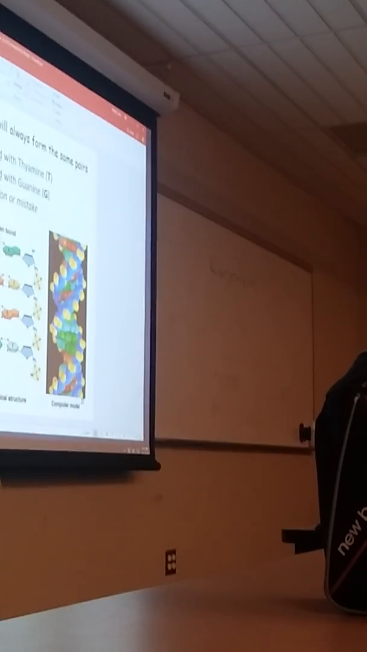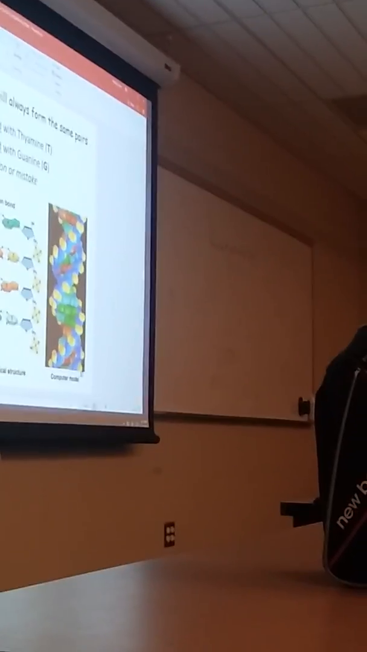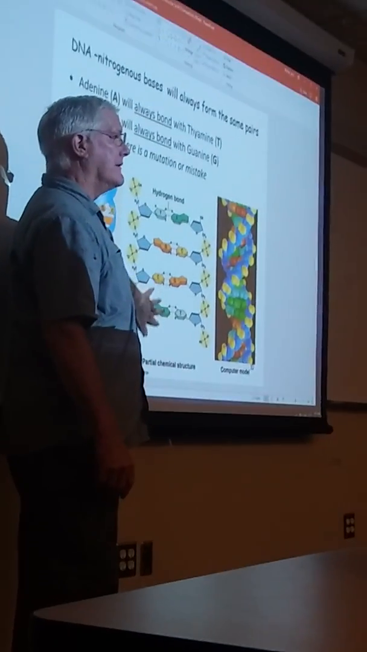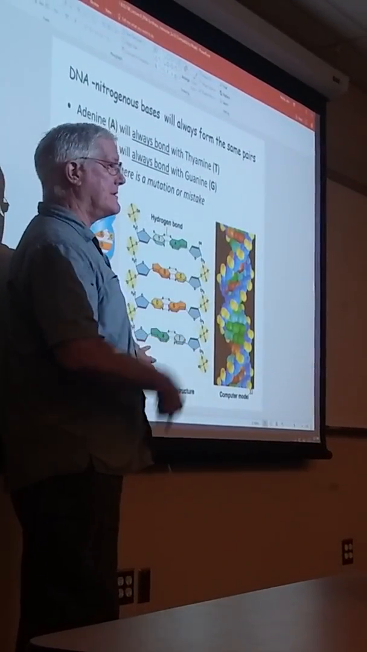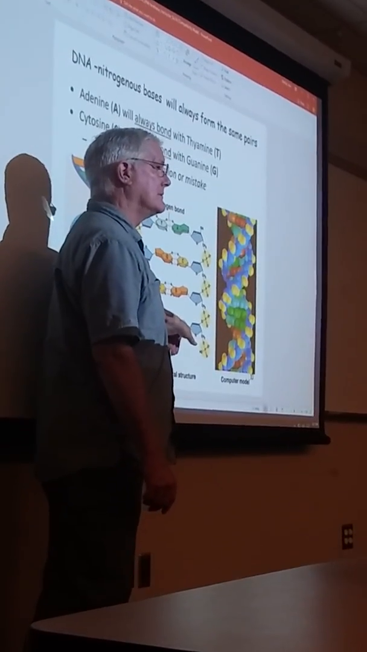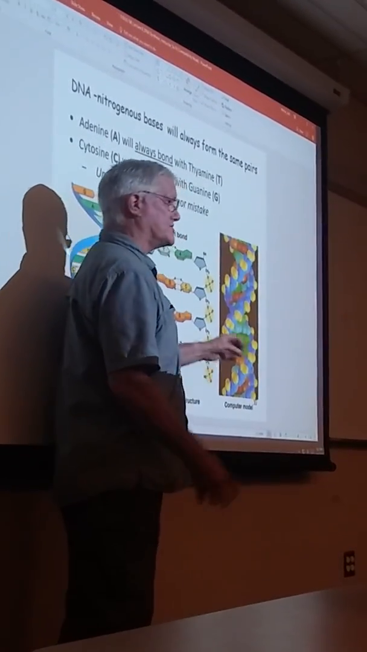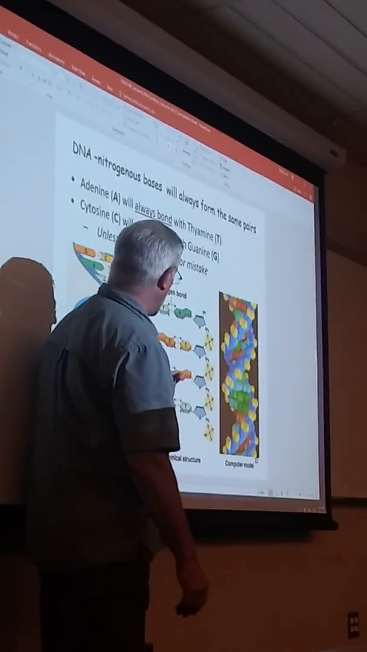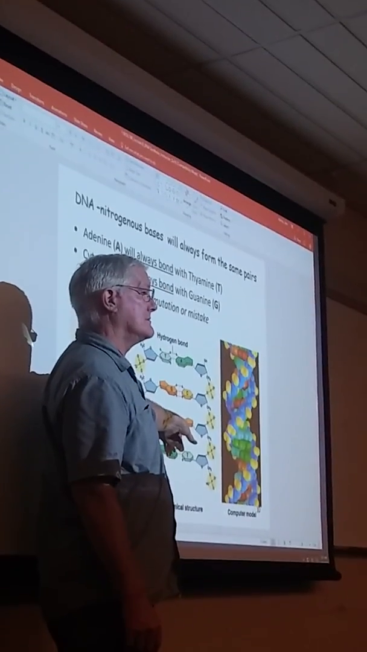A's only go with T's, and G's only go with C's. If you know one side of the ladder, then you can build the other side. Because you know you have to put a T here. And you know the backbone, it's just sugar, phosphate, sugar, phosphate. We know that if there's a C here, you have to have a G over here.